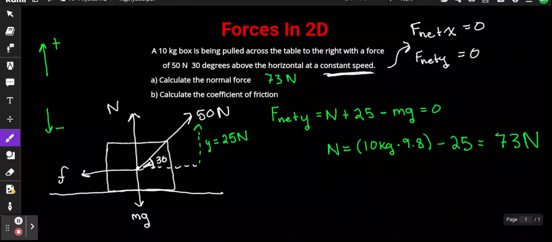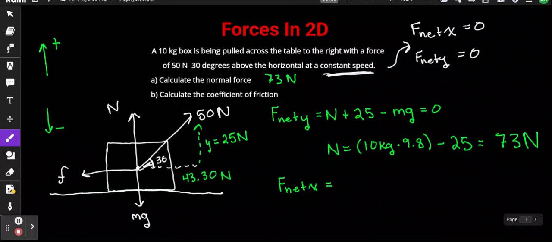Okay, now we know our normal force. And part B is asking us to calculate the coefficient of friction. Before we do that, we have to figure out what our friction force is by finding our F net in our x plane. And we know that is supposed to be equal to 0. So let's calculate the x component of our force, which is going to be 50 times cosine of our angle, and that is going to give us 43.30 newtons.